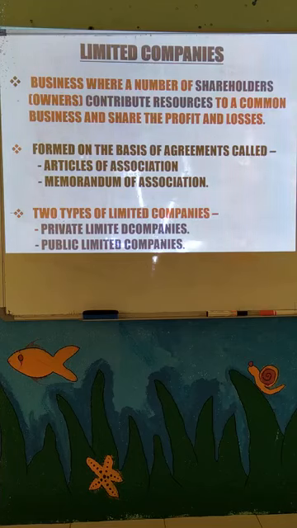And next we can see they are formed on the basis of an agreement. These limited companies are formed or established on the basis of an agreement. These agreements are called Articles of Association and Memorandum of Association. These two are the agreements required to form a limited company.